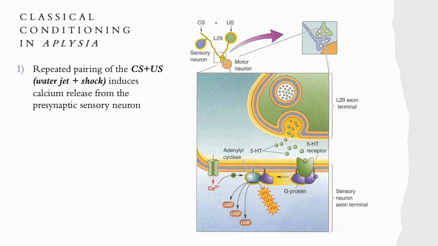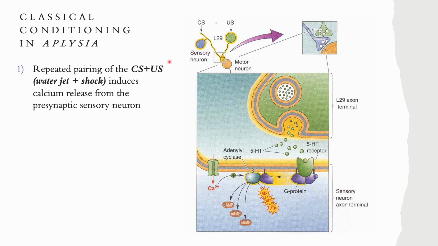Now let's talk about the biological mechanisms underlying classical conditioning in Aplysia californica. We've already talked about how repeated pairings of the water jet and the shock induced a conditioned response in which just the water jet alone could induce gill withdrawal, because the sea slug had learned that a shock was previously paired with the water jet. So these repeated pairings actually induce calcium release from the presynaptic sensory neuron.